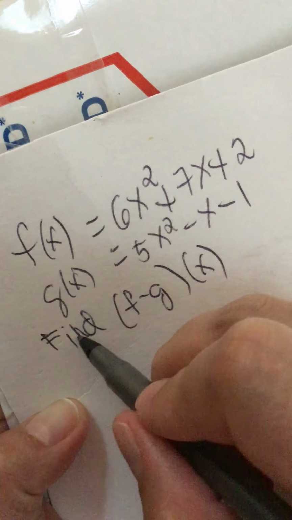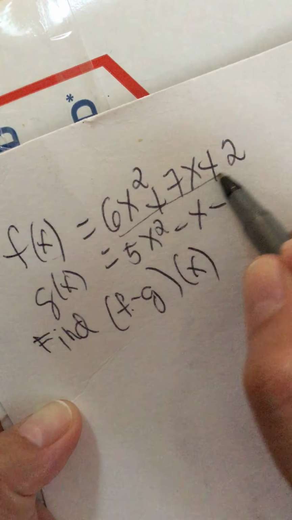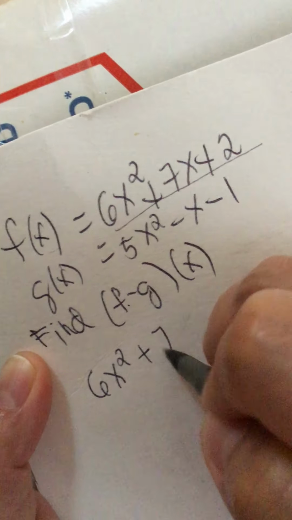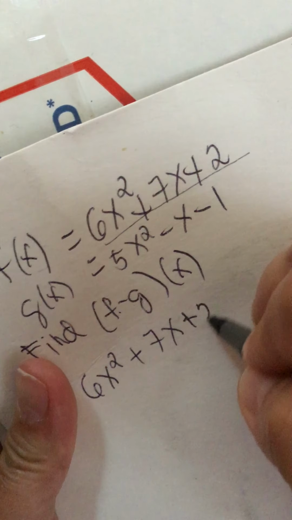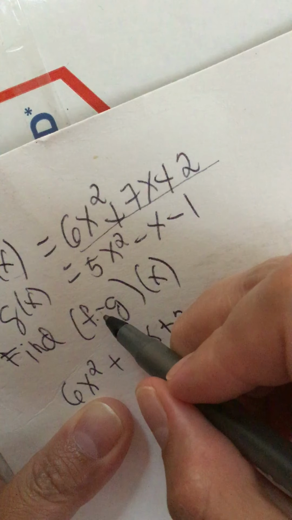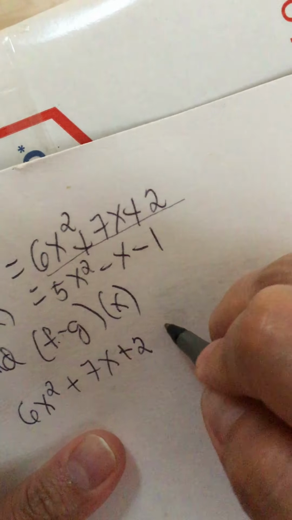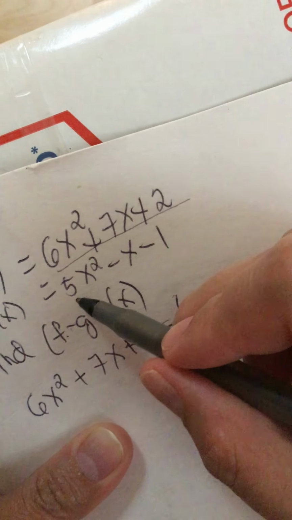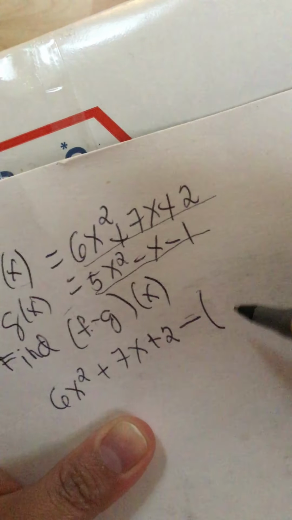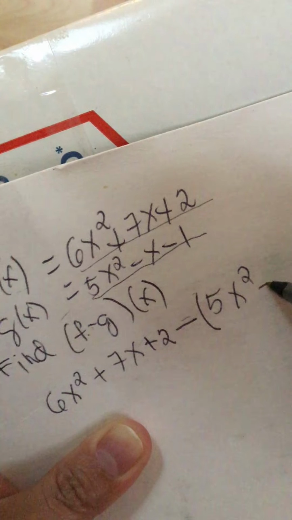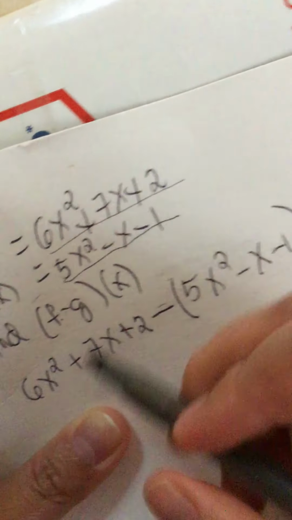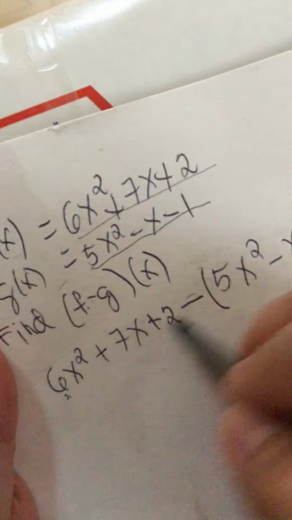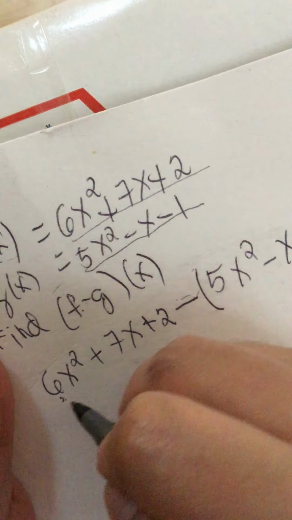So what is f again? f is equal to this. So we have 6x squared plus 7x plus 2. And then we have to put that minus sign because they want a minus this time. So minus. Now I like to put parentheses. What is g? g is equal to this, so 5x squared minus x minus 1. So now we combine like terms. Now we have to distribute this minus sign first.